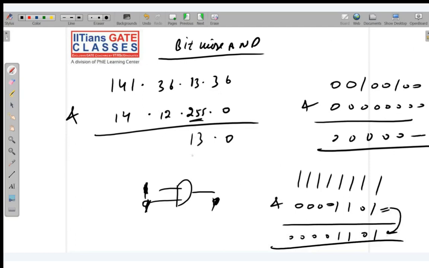So that is again a very beautiful shortcut. If we have 255, then the other number will be copy pasted as it is. If it is 0, then 0 will be pasted as it is. Any doubt here? Understood, sir.